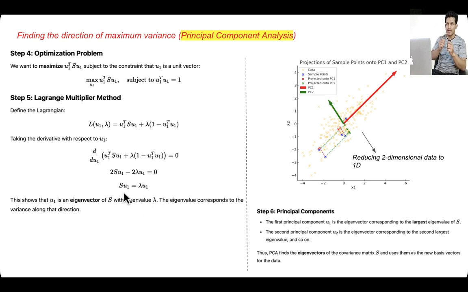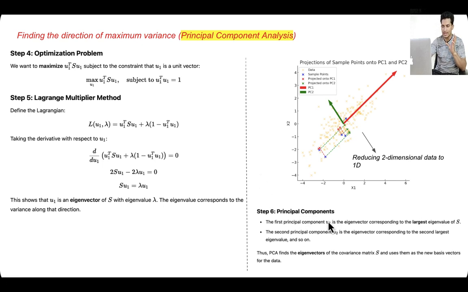This is the property of an eigenvector of a matrix. Whenever we multiply a vector with a matrix, and that vector is just getting scaled, it's called an eigenvector of that matrix. So we can say that u is the eigenvector of that covariance matrix, right? This shows that u1 is the eigenvector of S with eigenvalue lambda. The eigenvalue corresponds to the variance along that direction.